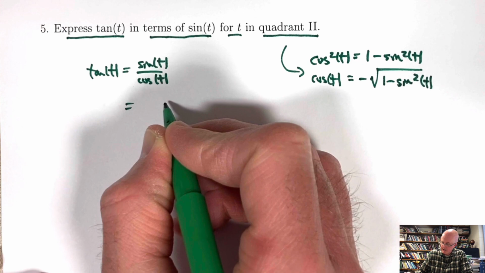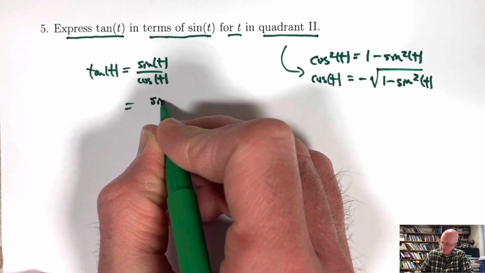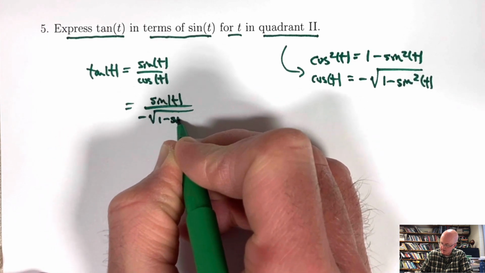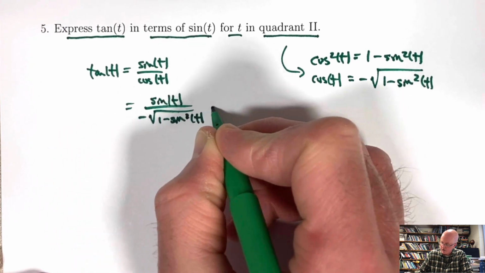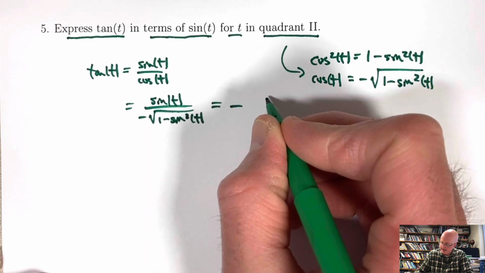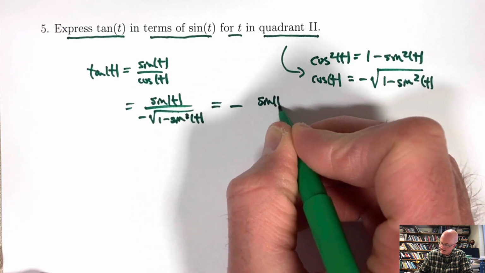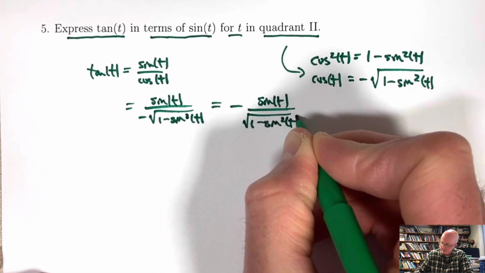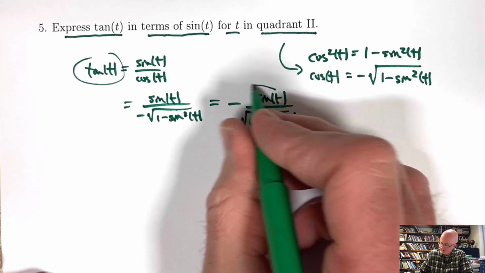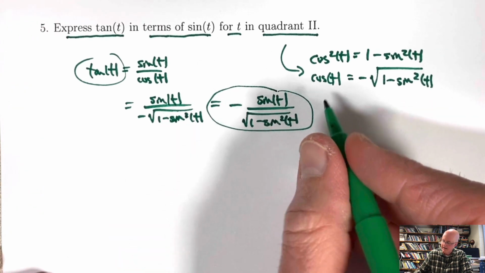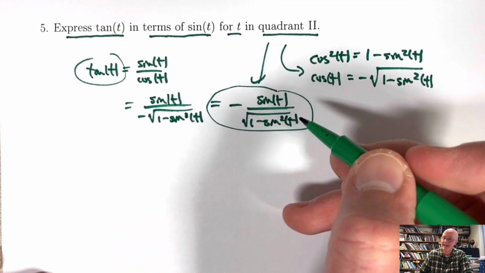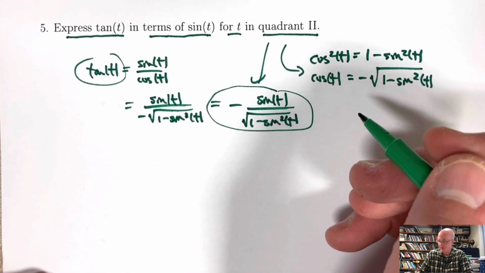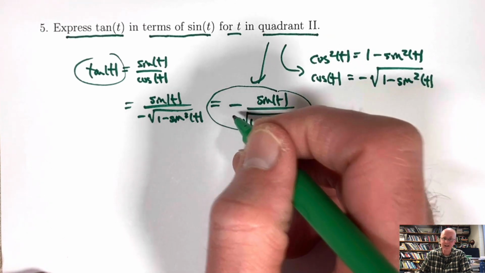That does mean we're pretty quick to the final answer. Tangent of t is sine of t divided by negative square root of 1 minus sine squared t, which you can bring the negative sign out in front as negative sine of t divided by square root of 1 minus sine squared t. These two things are equal to each other for all values of t in quadrant 2. That is an identity in just quadrant 2. If I wanted an identity, for example, in just quadrant 1, I'd take the positive square root. I would not have a negative sign there.